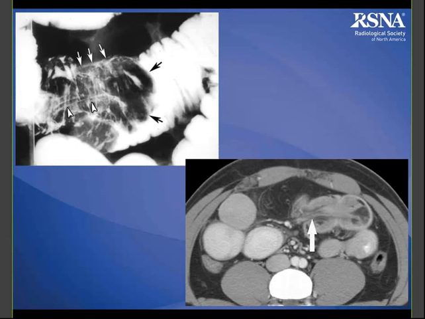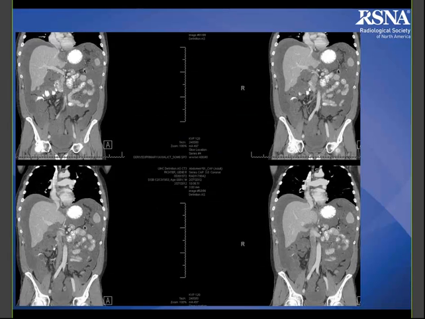And this is a nice example of an intussusception. And I'd be worried about a lead point causing this, and you can see some adjacent dilated small bowel loops, so it's associated with a bowel obstruction. Example of intussusception.